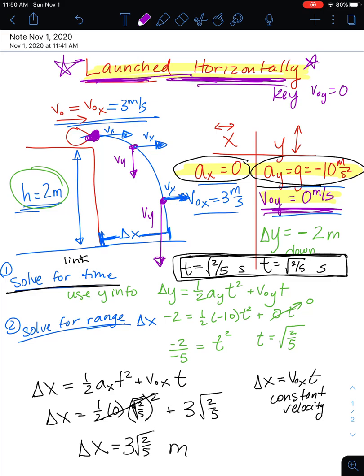So be careful. We don't talk about the velocity on the ground ever. We're always talking about while it's in the air. And to say that the starting velocity in the y direction is 0 just means that it's not moving up or down as it leaves the edge of the table.